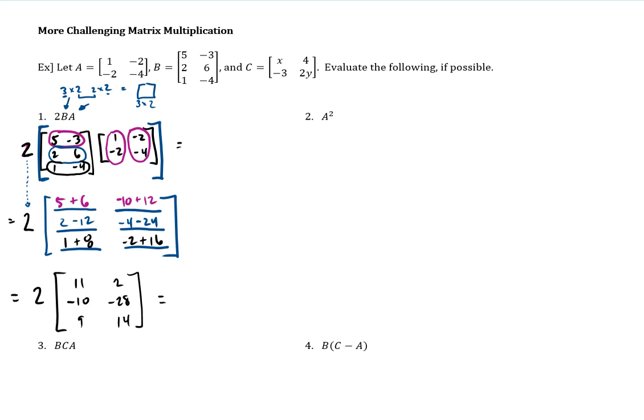Okay, and then our final step is to use the scalar. Remember that scalars just multiply every single element. So we will have 2 times 11 is 22. 2 times 2 is 4. Then we've got 2 times negative 10 is negative 20. 2 times negative 28 is negative 56. 2 times 9 is 18. And then 2 times 14 is 28.